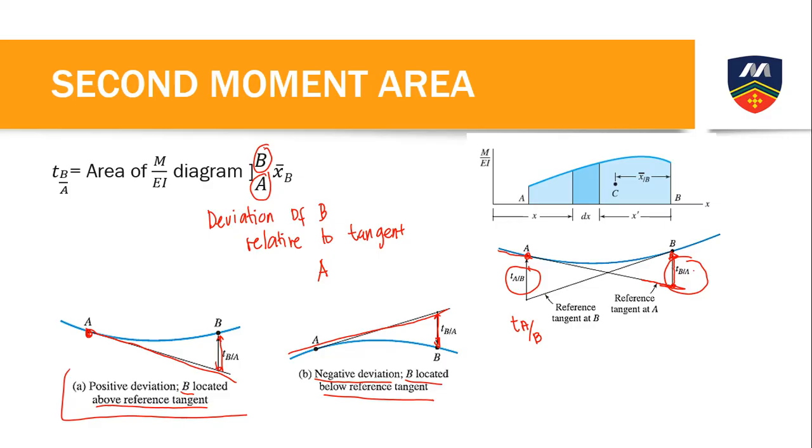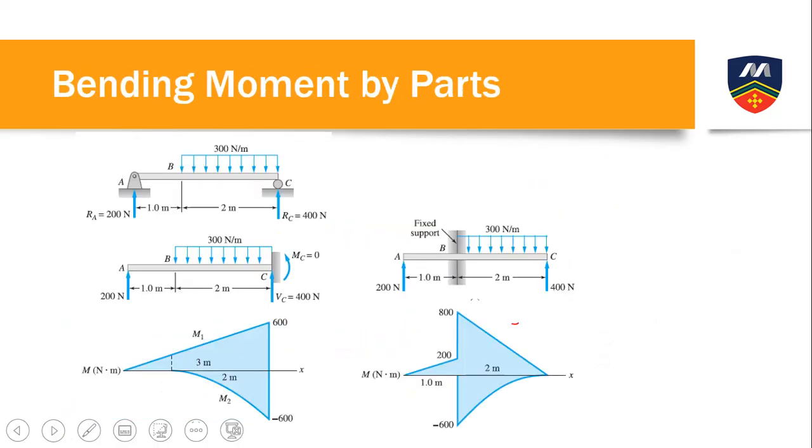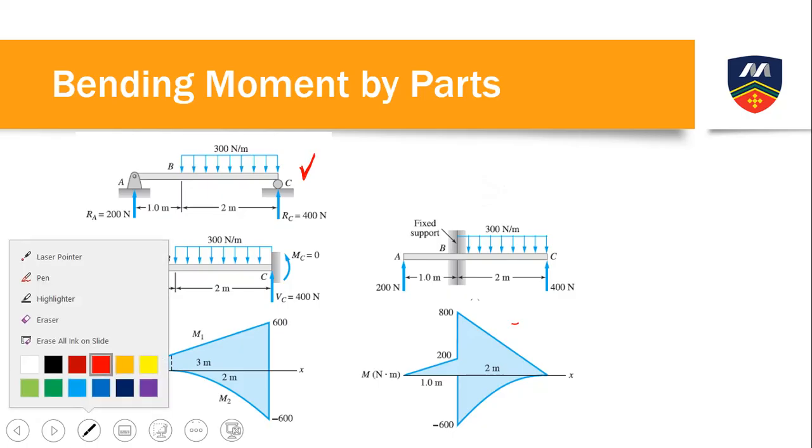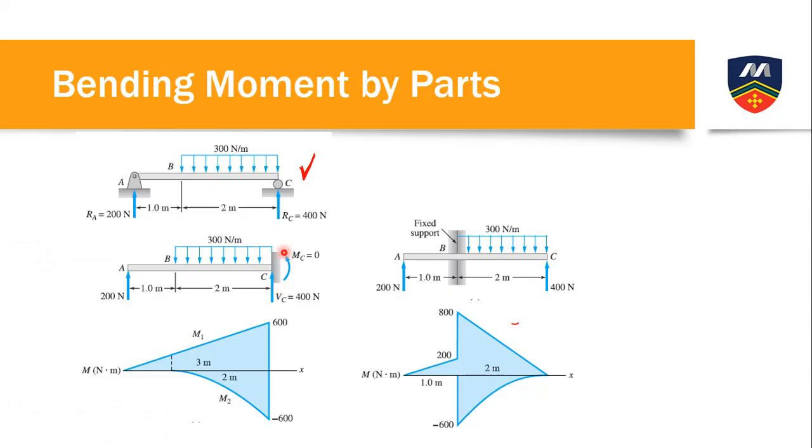Okay? Now, how are you going to draw or create a moment diagram? The method we use is bending moment by parts. Another name for it is cantilevering. So we make a cantilever at any point of the beam. Like for example, in this beam, it was made into a cantilever, right? Okay, so that's it, it is cantilevered.